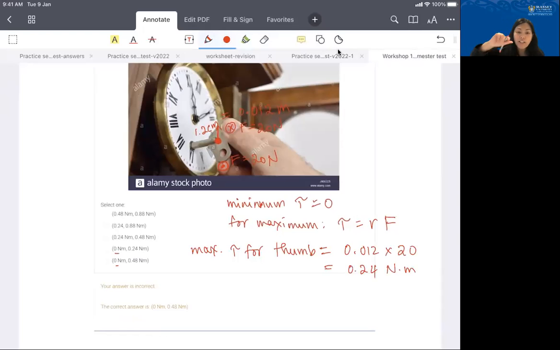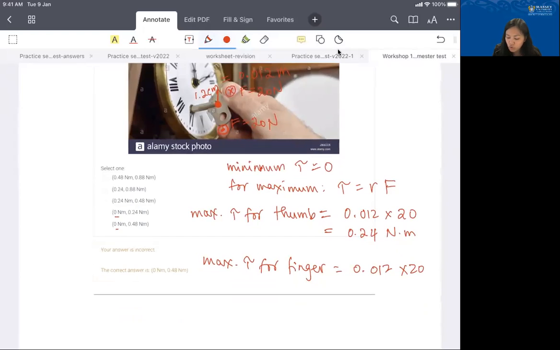But your finger is also pushing on the key, so you'll also have a maximum torque for the finger. So that will also be 0.012, the radius of the key, times, yeah, the problem said the finger and the thumb are exerting the same amount of 20 Newton force. So that will still be 0.24 Newton meter for the maximum torque for the finger.